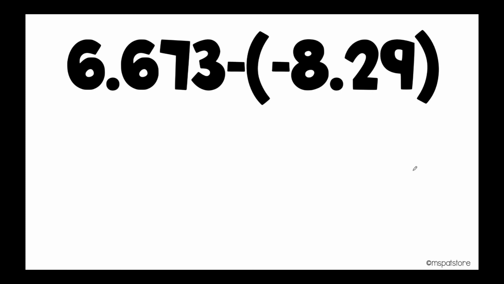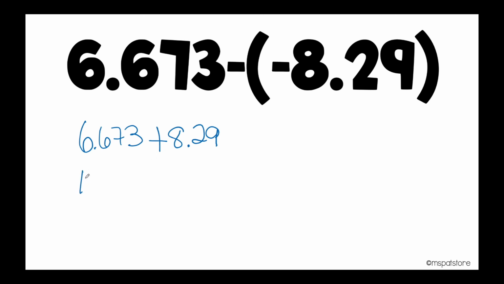In this example, we have positive 6 and 673 thousandths minus negative 8 and 29 hundredths. So rewrite the same number. Remember that you're going to add the opposite of the second one, okay? So we do 6 and 673 thousandths plus the opposite. In this case it will be positive because this one is negative. The opposite of negative 8 and 29 hundredths is positive 8 and 29 hundredths. I need to find their absolute value.